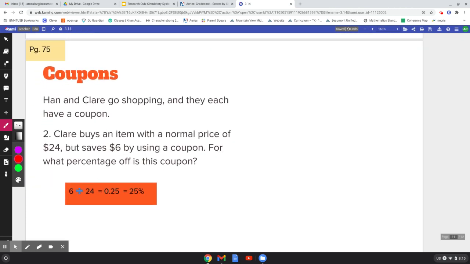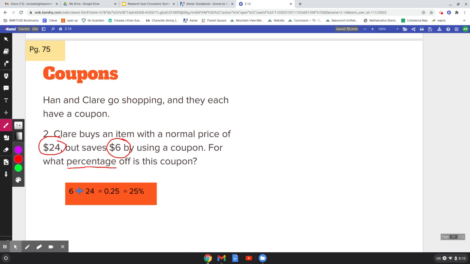Okay, so now we're on number 2. It's Claire. Claire buys an item with a normal price of $24, but she saves $6 by using the coupon. Now we're looking for what percentage off is the coupon. So 2 very different problems, right? The other one, we're looking for a dollar amount. This one, we're looking for a percentage, right?